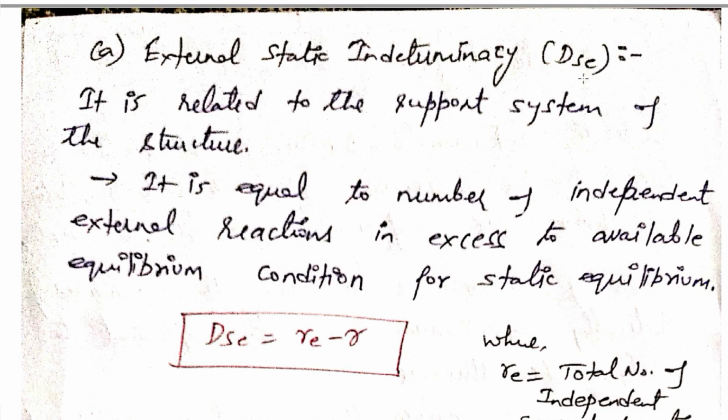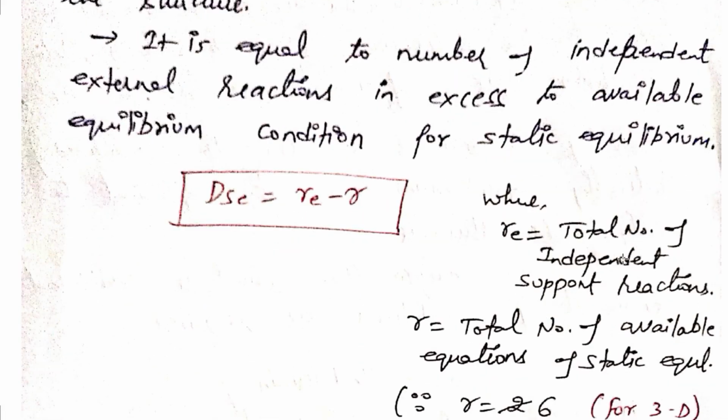It is related to the support system of the structure, and external static indeterminacy is equal to the number of independent external reactions in excess of the available equilibrium conditions for static equilibrium. Mathematically, DSE is equal to RE minus R. What is RE? RE is the total number of independent support reactions we have.